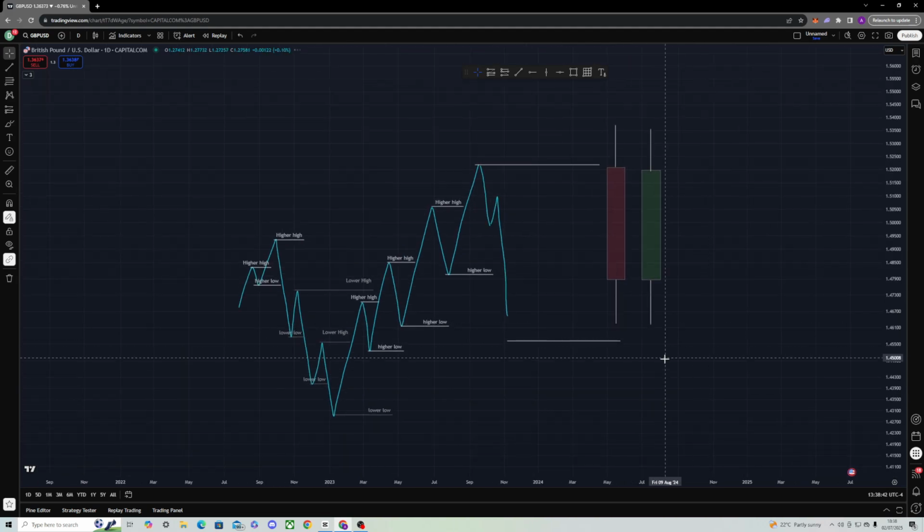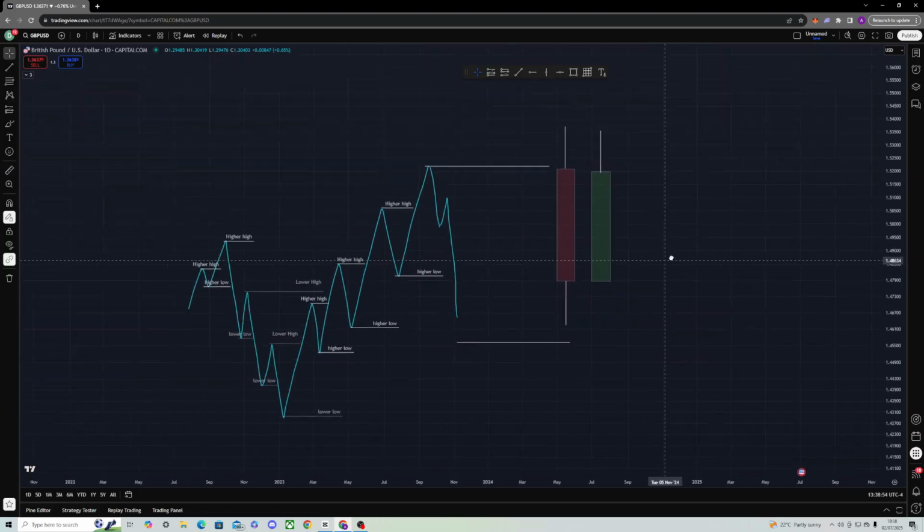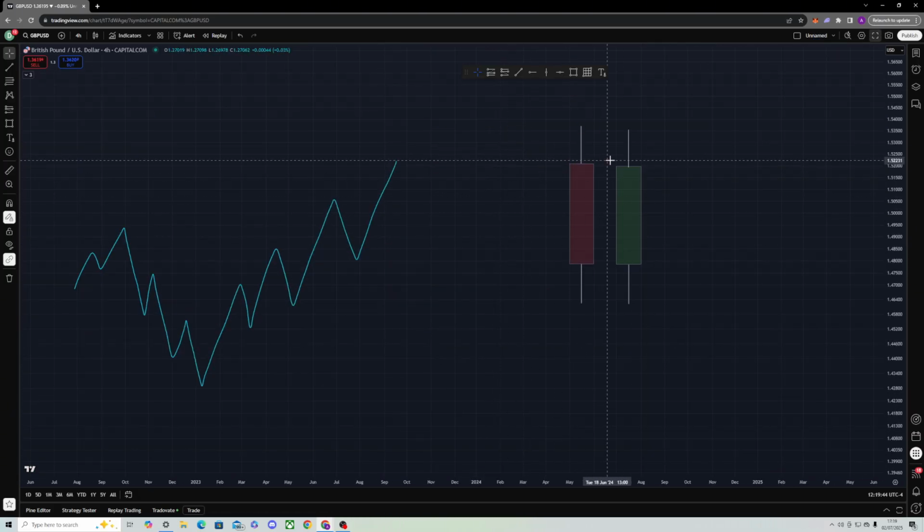Alright, so today we're literally just gonna go through the most basic stuff. Some serious basics. Just basic market structure and what a candle is. These are candles. You got the body, and then we have the wick.